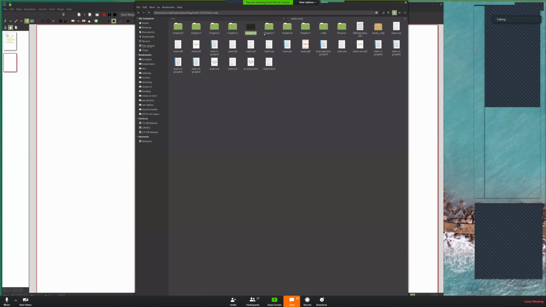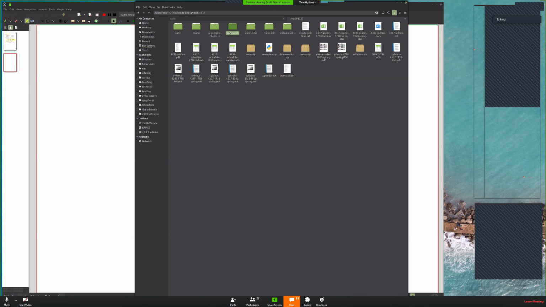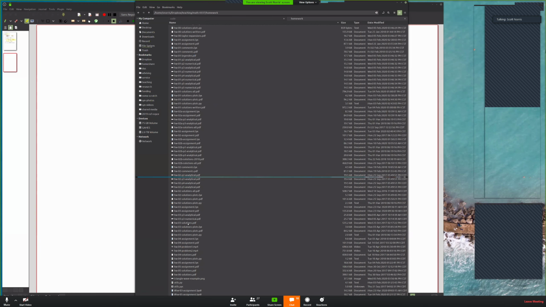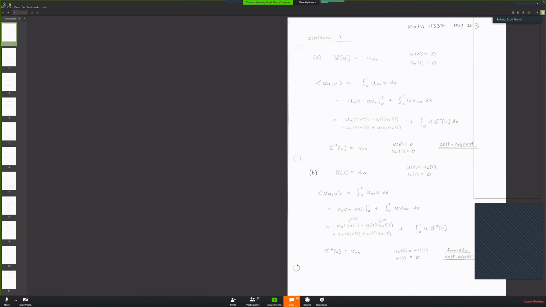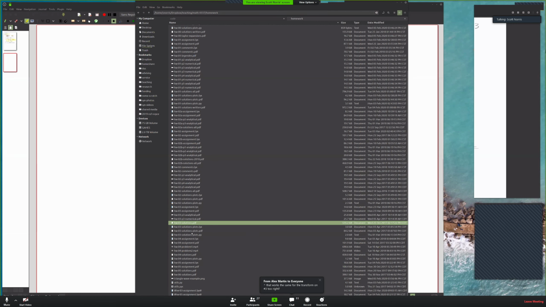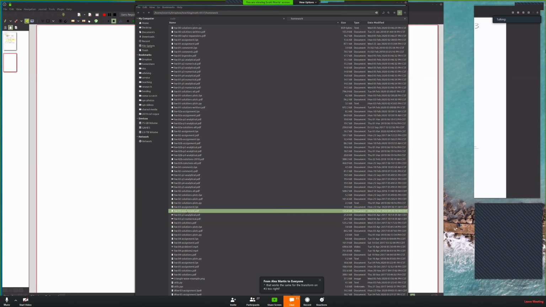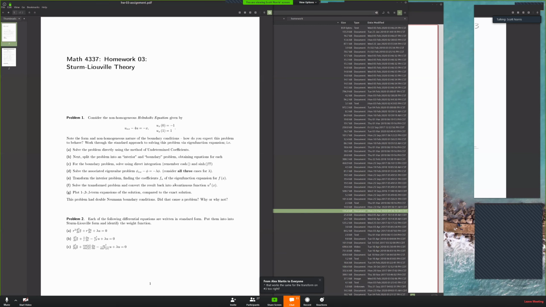Let's see. Homework 3. Oh, those are the solutions. And they're probably solutions to an old one. Homework 3 assignment. All right, first one, part E, transform the interior problem, finding the coefficients f sub n of the eigenfunction expansion for f of x. Okay.